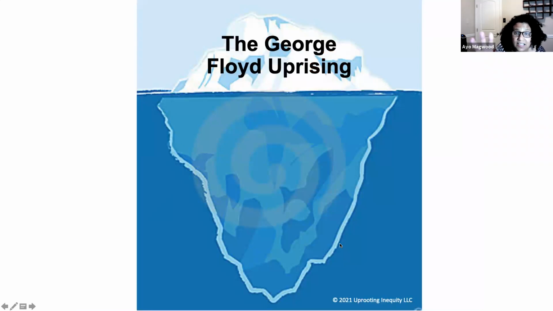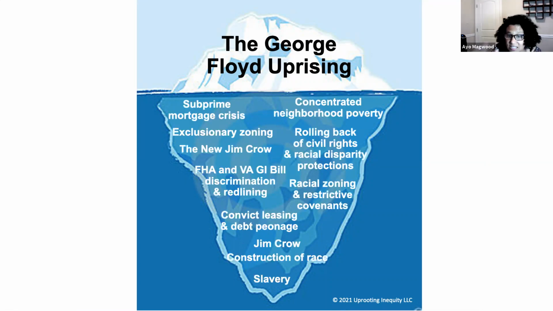So for example, the George Floyd uprising is one current event, right? But you can't talk about that and consider that current issue in isolation, because it's really the tip of the iceberg. Underneath the iceberg, there are all these historical, economic and political factors that led up to it and are driving it. And so if you only look at that tip of the iceberg, you're missing the roots of it. That gives you a hint. That's why my organization is called Uprooting Inequity, because I focus on the root causes.